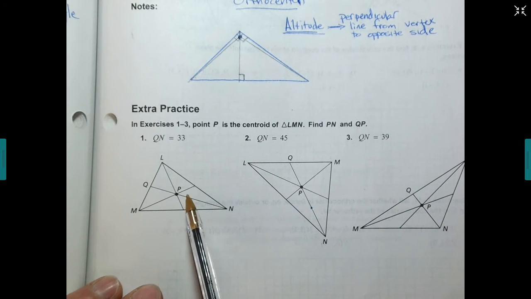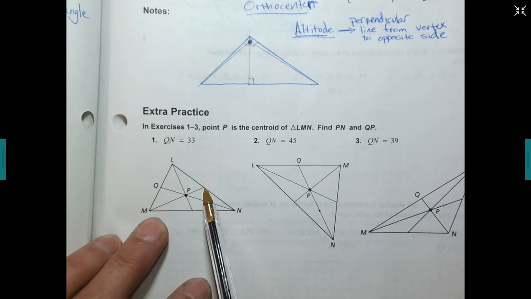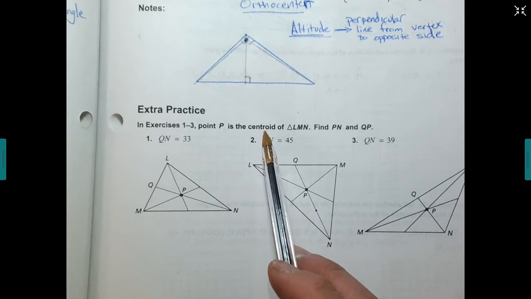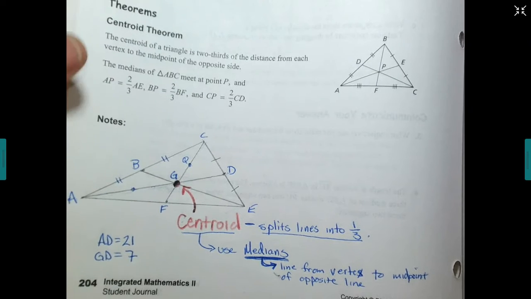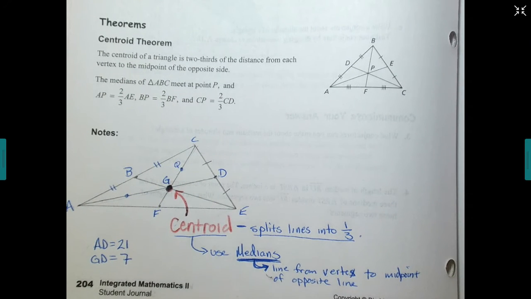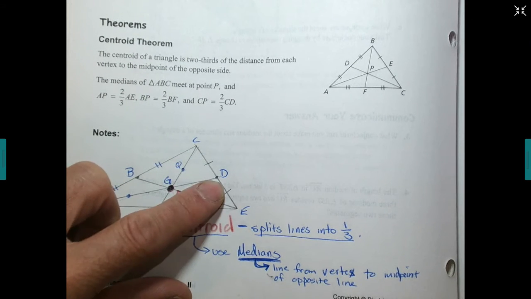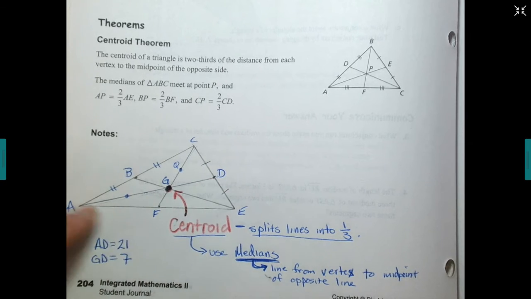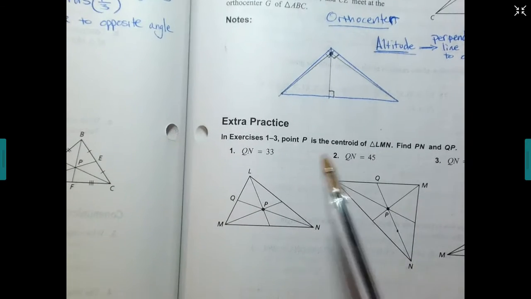Here, what do we have here? It looks like it tells us we have the centroid. So we will be dealing with these. So we have the centroid, and we know two things. One is we know that these are cut in half. And two, we know that these are cut into thirds. So that's what we know.